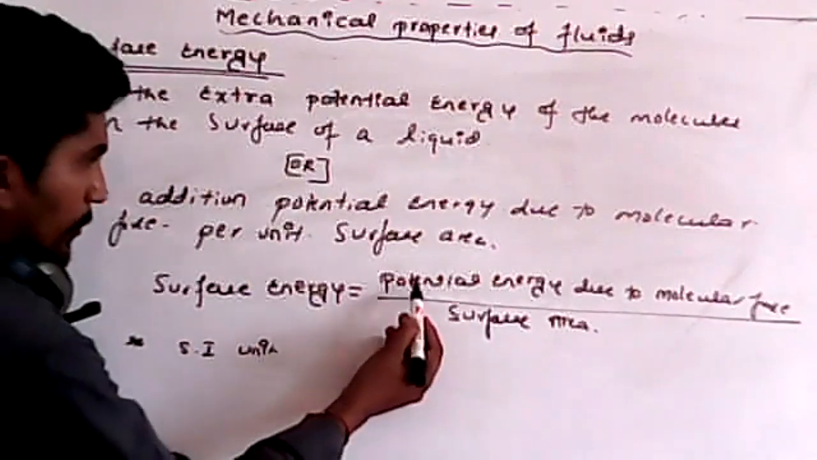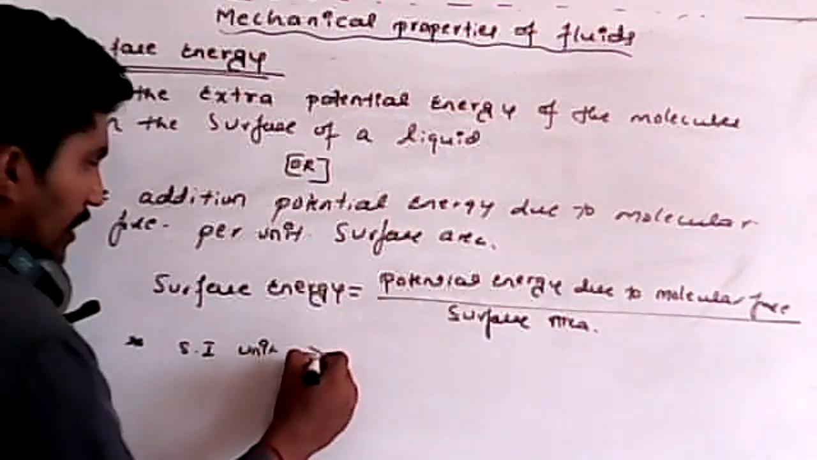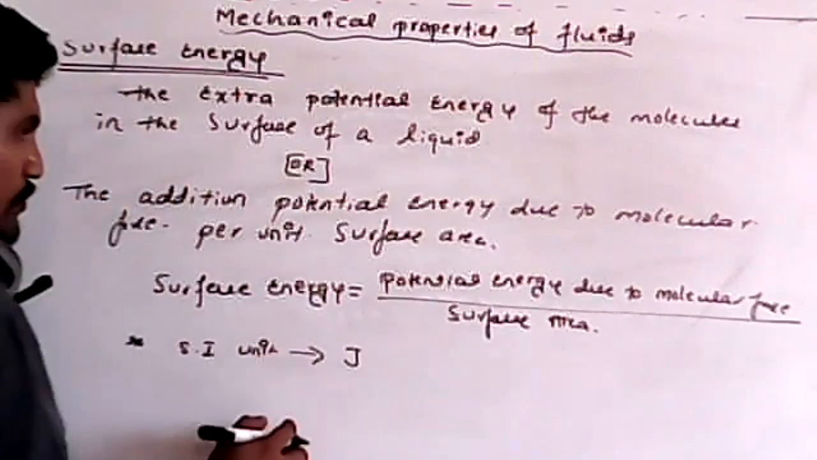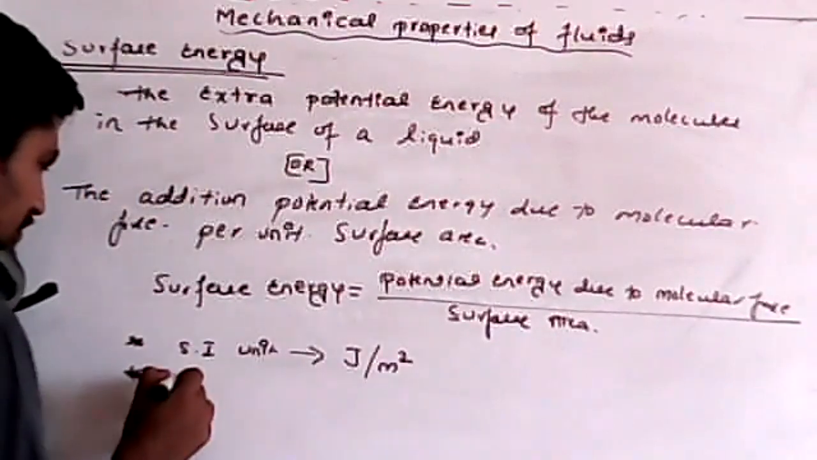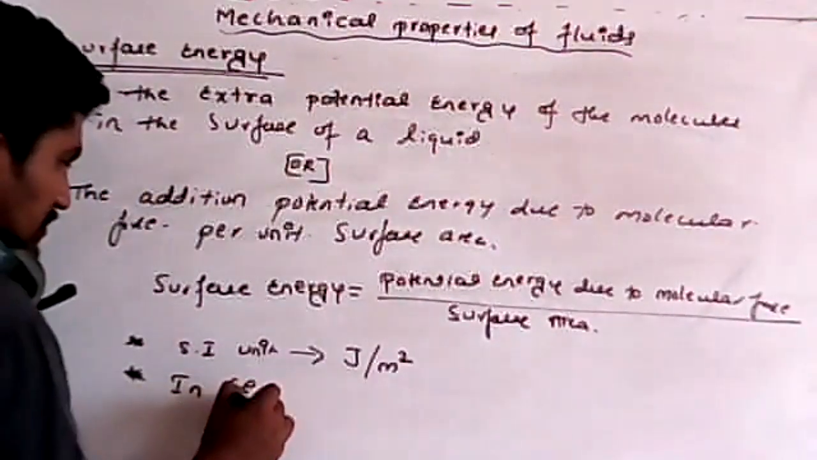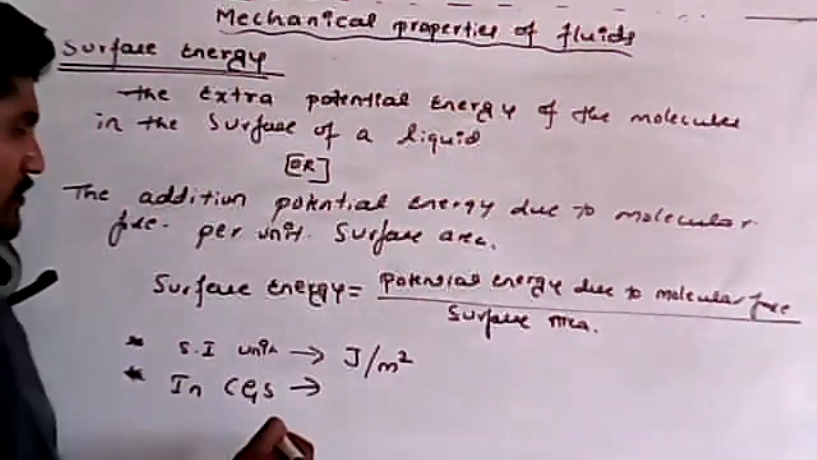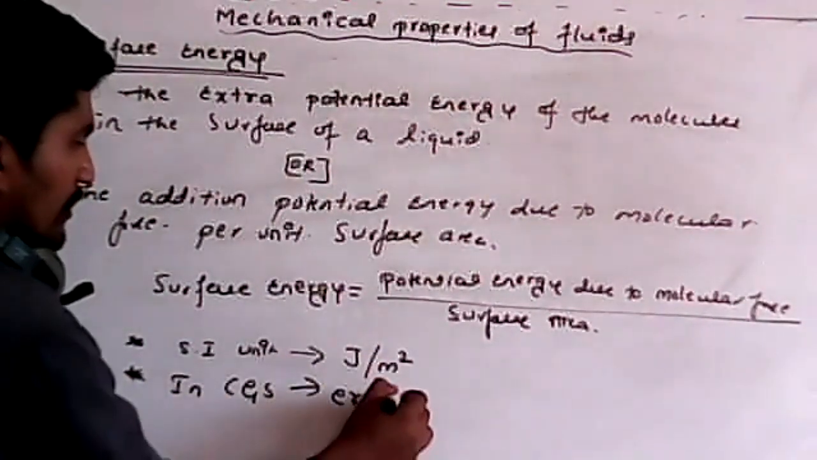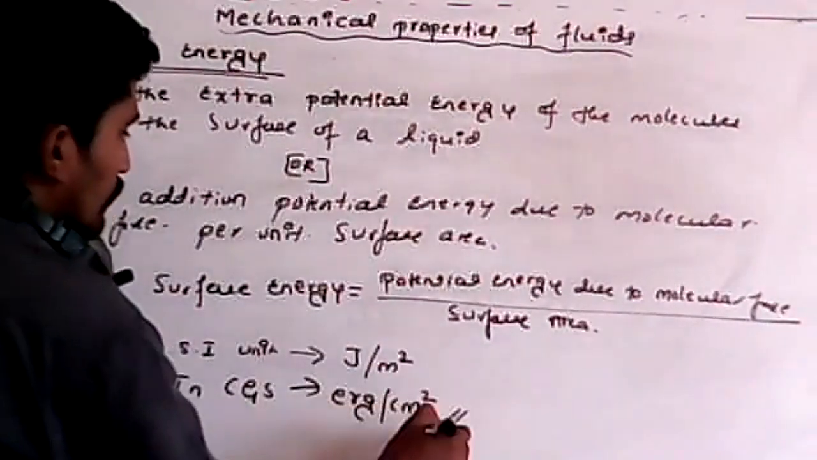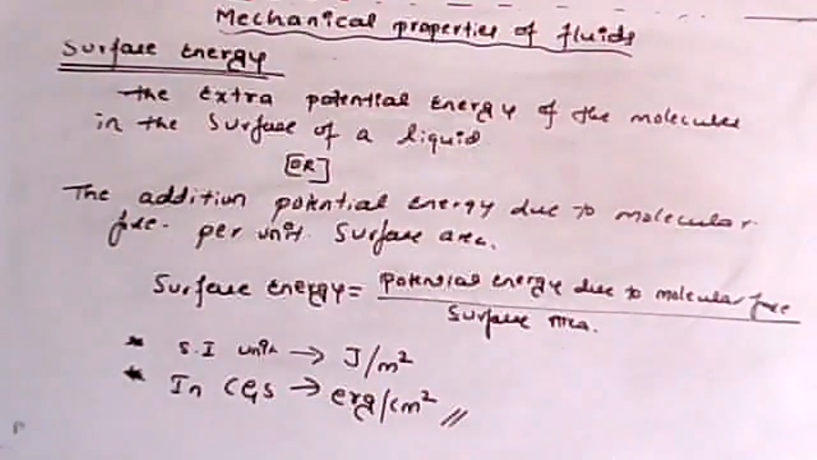Because here potential energy is there, energy can always be expressed in terms of joule, and area is there, so per meter square. In CGS unit, instead of joule, we already know it is erg per centimeter square. So yes, good: joule per meter square or erg per centimeter square. So this is about surface energy.